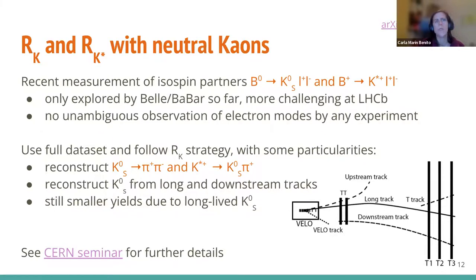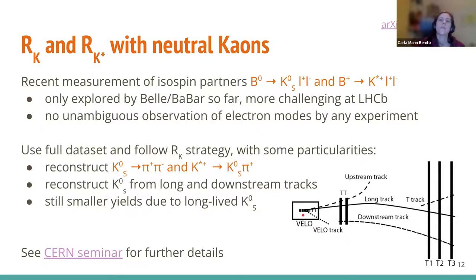So these measurements follow the very same strategy as RK. There are just some particularities that affect the reconstruction of these neutral kaons. We reconstruct them in the pi-pi final state. And we actually reconstruct them from what we call both long and downstream tracks, because these K shorts can fly much more than the size of our vertex detector.